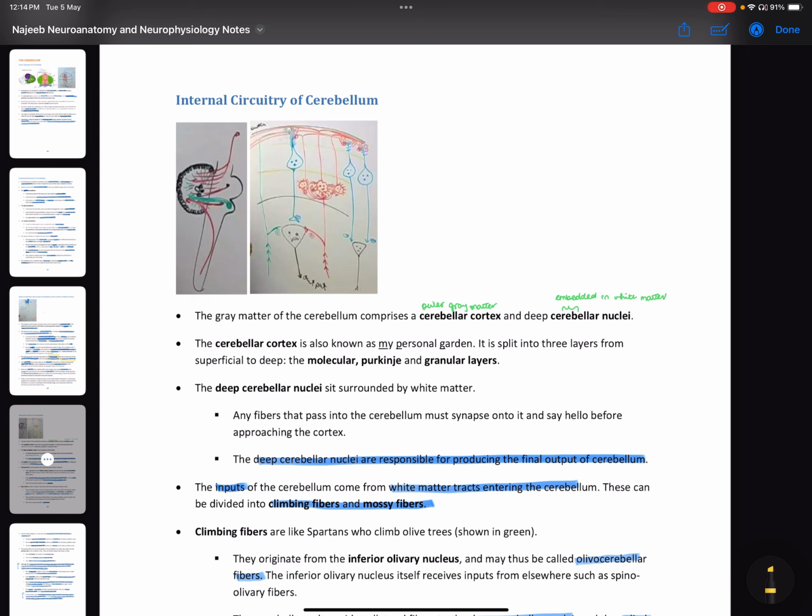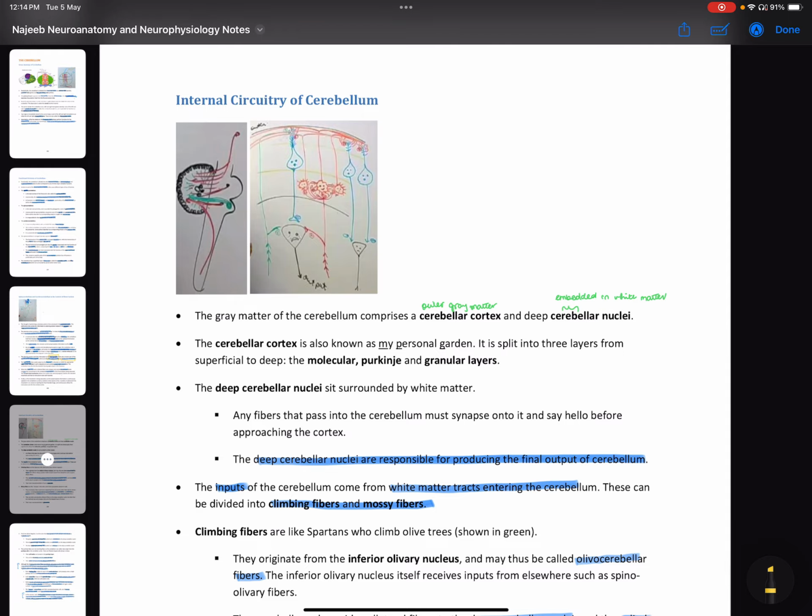So you have different layers with different cells, and then you have two types of afferent fibers, climbing and mossy. As these are coming and they want to go into the cortex, they have to first interact with the cerebellar nuclei, and these deep cerebellar nuclei are responsible for producing the final output of the cerebellum. The inputs of the cerebellum come from white matter tracts entering the cerebellum. These can be divided into climbing and mossy. So input comes from the white matter tracts.